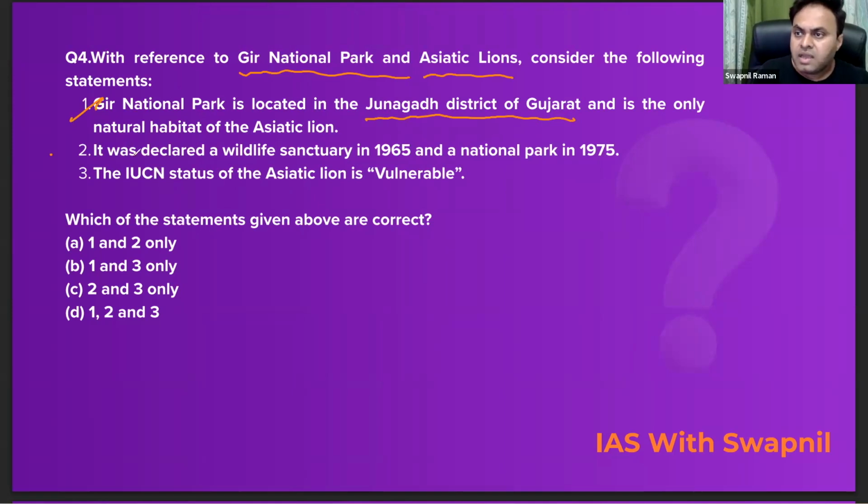Second statement is it was declared a wildlife sanctuary in 1965 and a national park in 1975. Again correct. The third statement says the IUCN status of the Asiatic lion is vulnerable. No, that's not vulnerable. That is endangered. So third statement is incorrect here.